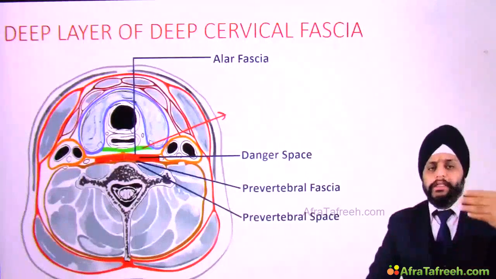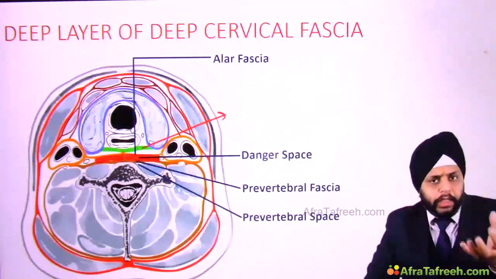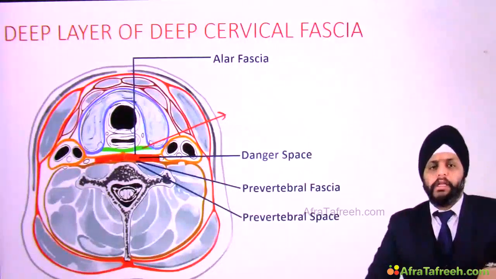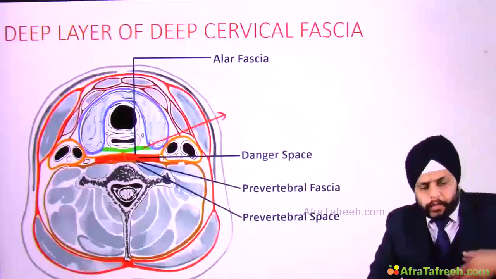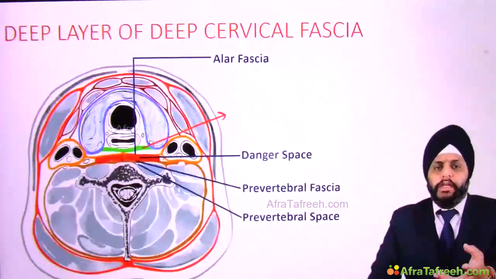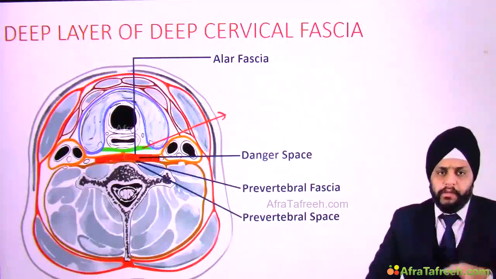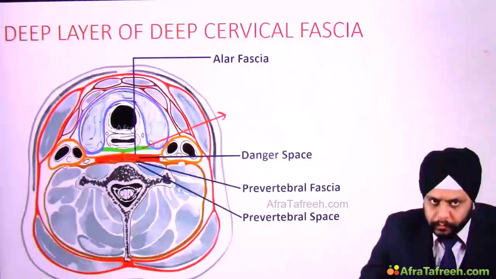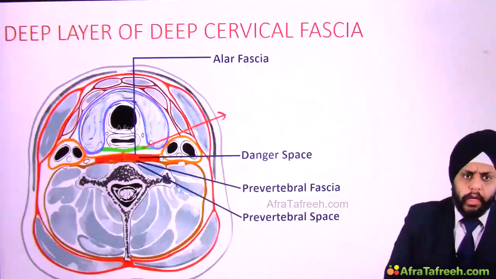Why do we call it the danger space? Because if any infection enters the danger space, it will go into the mediastinum. This space ends at the diaphragm, so it will transfer all the infection into the mediastinum, into the thorax, and that will cause mediastinitis. So this space is known as the danger space.